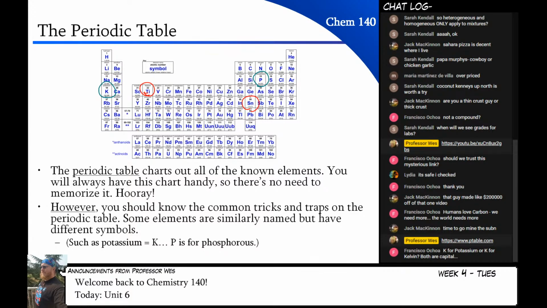For example, tin. Tin is not Ti. Ti is titanium. Tin is actually Sn for stannum. P is not potassium. P is for phosphorus. Potassium is actually K, because K is Latin for potassium, calcium being Ca. And there are all sorts of examples all across the periodic table.